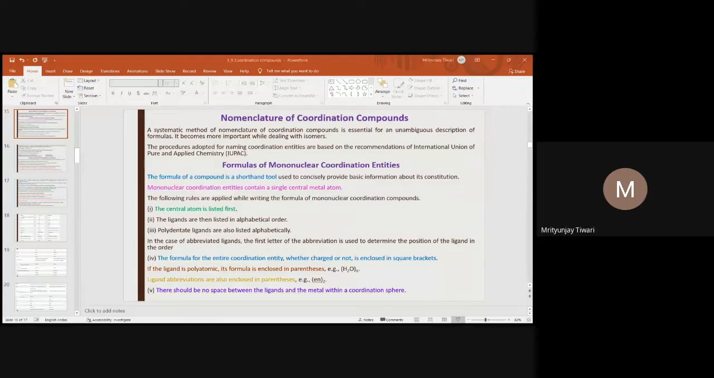Although in this case there are two metals, this metal is not part of the coordination entity. Only the complex ion with the CN6 4 minus is the coordination entity, as you can see here. In this case, this is a coordination entity, and in all these cases you can see that only one metal is there. They are all mononuclear complexes. So we will mostly be focusing on the mononuclear coordination entities.